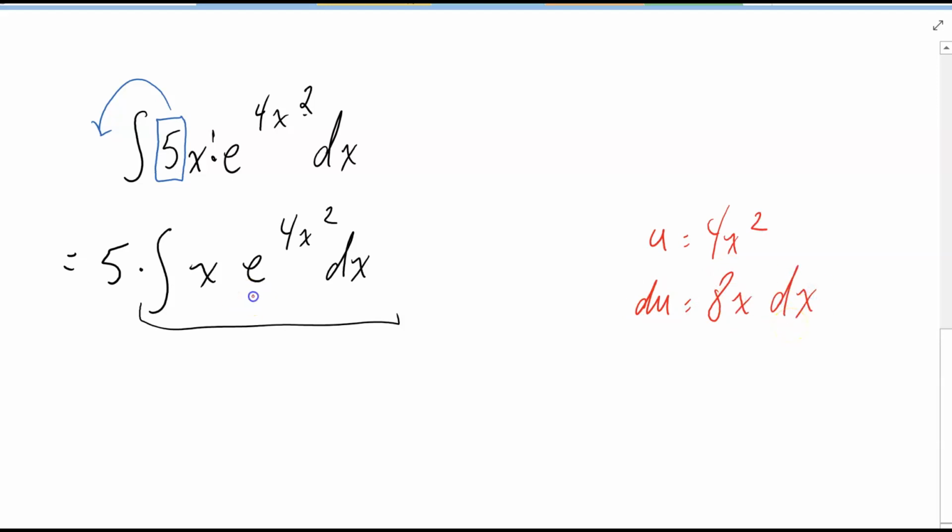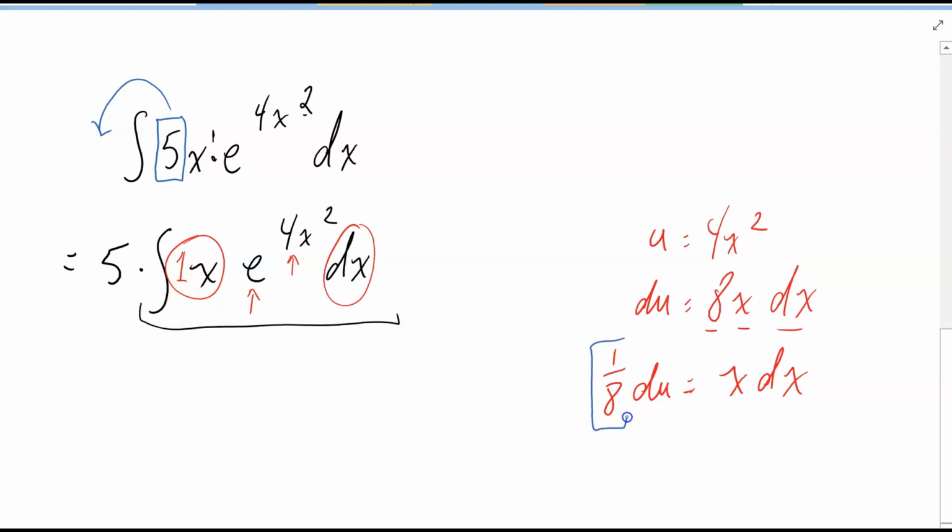Well, if you notice, there's my e to the u, just like the formula, and the rest must be a multiple of du. Well, we've got 1x dx, and du is actually equal to 8x dx. So this du is 8 times too much, so we must divide by 8. And that will get me 1/8 of du then is equal to the proper value that is in my integrand, 1x dx. So I have found the correct multiplication factor that I need to multiply the answer by.